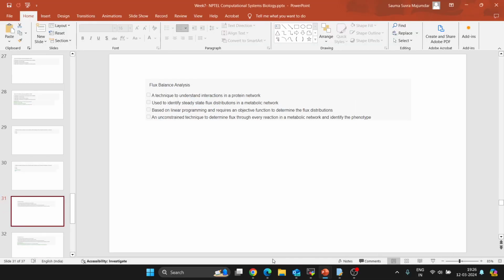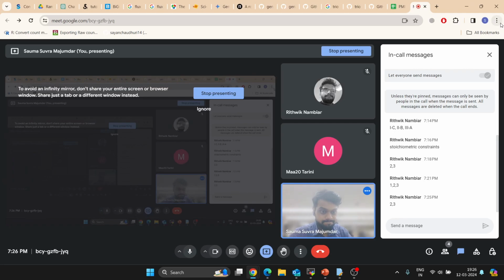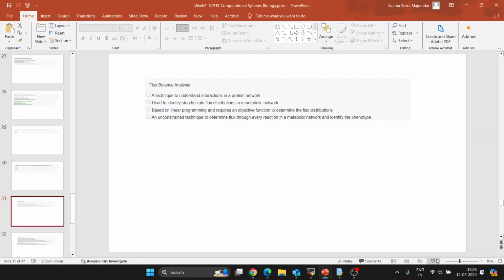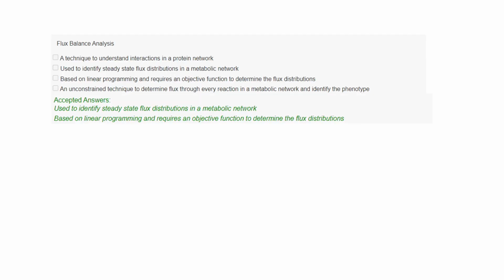2 and 3. Okay. Identifying steady state flux distribution in a metabolic network is a prime example of the usage of FBA. And it's based on linear programming, so we're trying to minimize or maximize the objective function using LP.